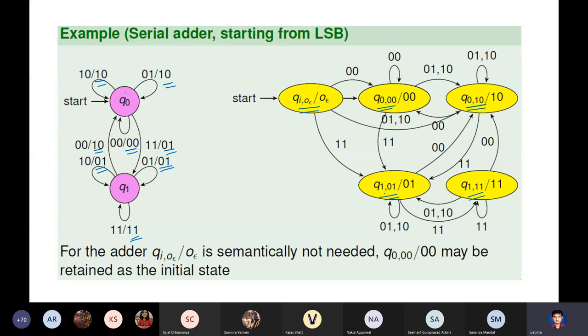Okay, so let's look at this edge. I am in Q naught. On receiving an input 1 0, I transition to Q naught again and produce an output 1 0. So can anybody tell me what are the edges that correspond? Let me give a color.